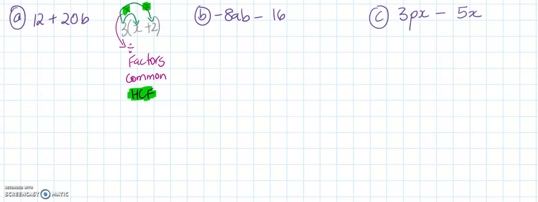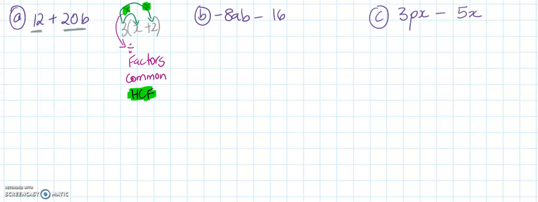Now, if we have a look at 12 plus 20b, the first thing we do is we look at our two terms. Our first term is 12, and our second term is 20b. First term has got only a constant, which is like a number, and the second term has got a constant and a variable or pronumeral. Because both of them don't have the same pronumeral, we don't have to worry about the pronumeral. But what we do need to look at first are the two terms or the two numbers.